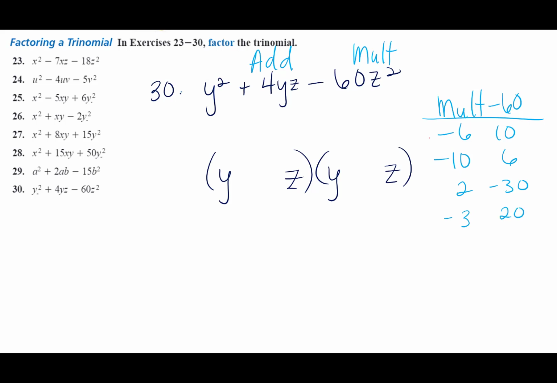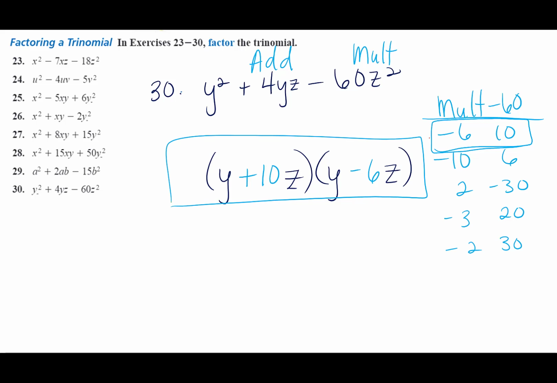Oh, what are some other ones? We could also switch up the negative 2 with the positive 30. But I can stop right here because I already noticed that this very first one that I wrote actually is the right combination of factors that will add together to equal a positive 4. So in any order, put a positive 10 and a negative 6. And that's your final answer.